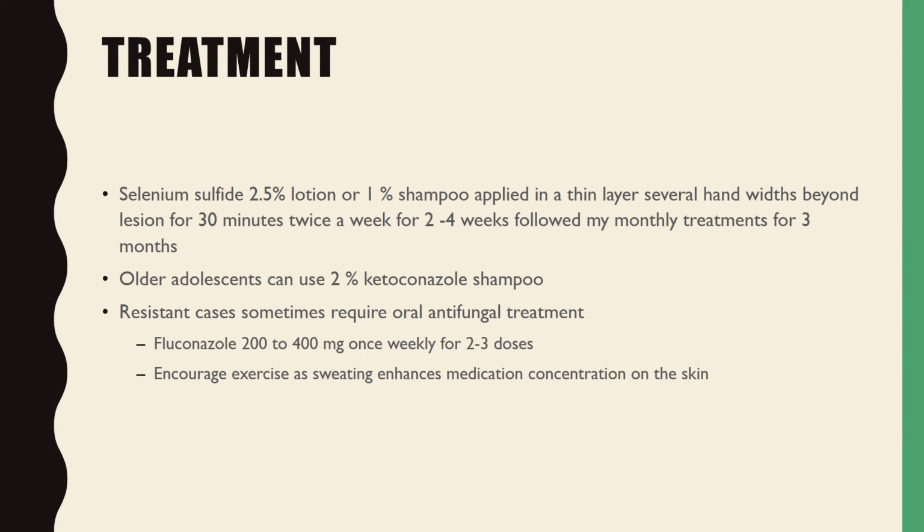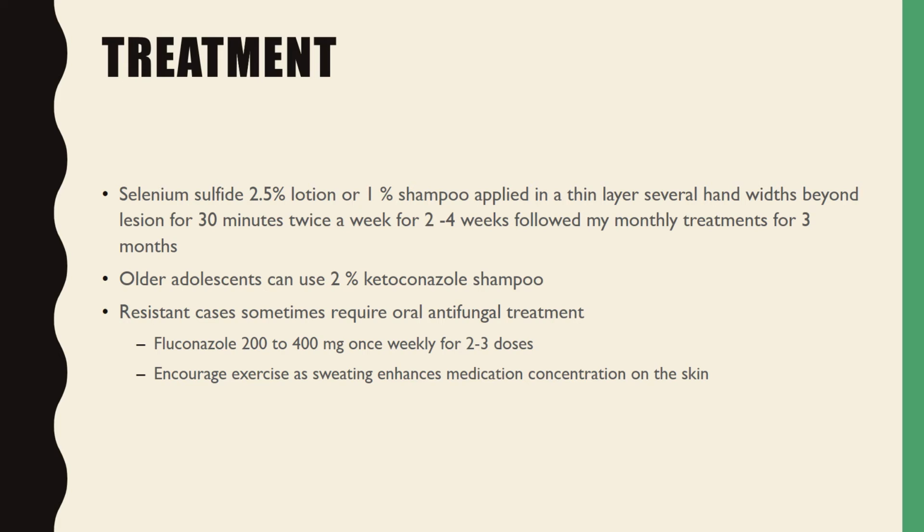For treatment, you're going to do your selenium sulfide 2.5% lotion or 1% shampoo applied in a thin layer several hand widths beyond the lesion for 30 minutes twice a week for 2 to 4 weeks. So they're going to take this shampoo or lotion and really lather it on, let it sit there for about 30 minutes, and then rinse it off. They can lather it on, then wear a bathrobe around or something and let it sit there for 30 minutes before they jump in the shower. They're going to do it twice a week for 2 to 4 weeks, followed by monthly treatments for 3 months, and that prevents the reoccurrence.